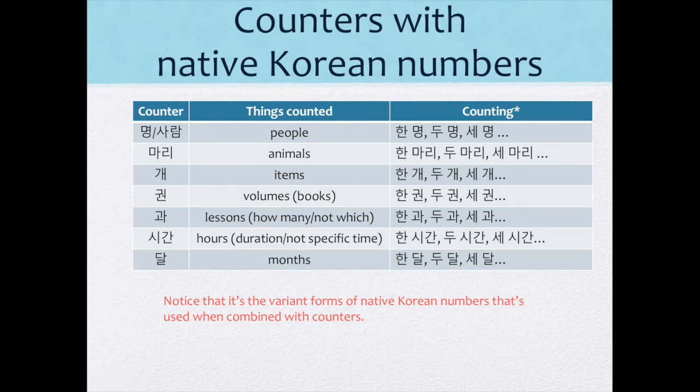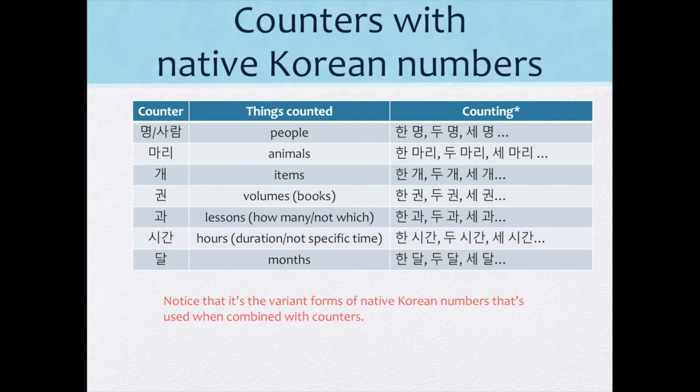명, 사람, meaning people. So 한 명, 두 명, 세 명. Remember with numbers through 4, we have a variation of the native Korean numbers, right? 마리 means animals, without any distinctions between any types of animals. I guess we don't use 마리 for insects. 한 마리, 두 마리, 세 마리. 개 means items. 한 개, 두 개, 세 개. So it can be anything.